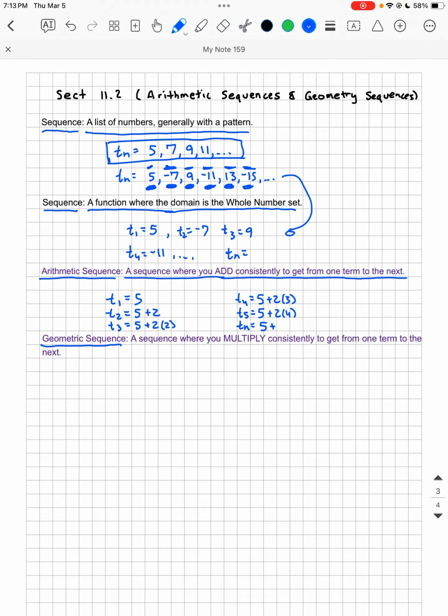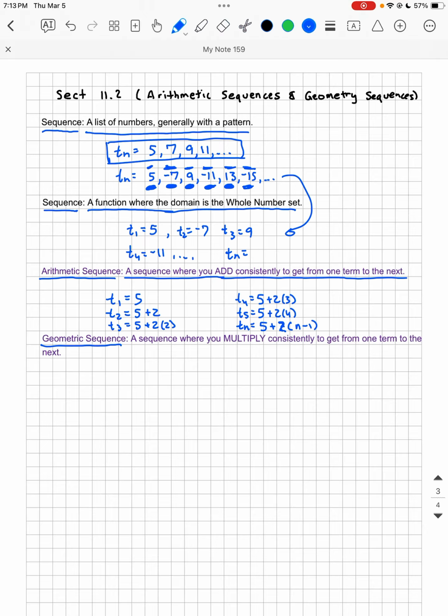T of n is equal to 5 plus 2, which I'm going to say is the difference, so it's a 2 right here, multiplied by n minus 1, where n is basically what term you're supposed to be on. So that's usually the best way to come up with the equation. If you can write it as a pattern and you can see the equation, that's great.